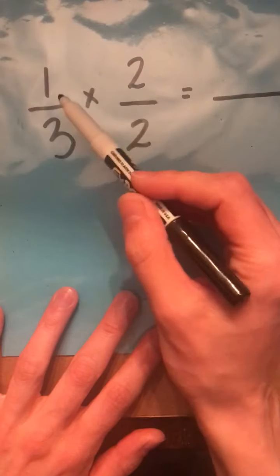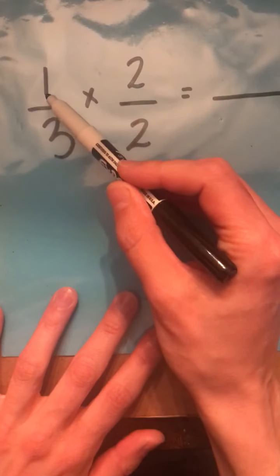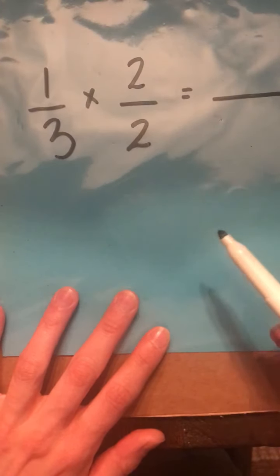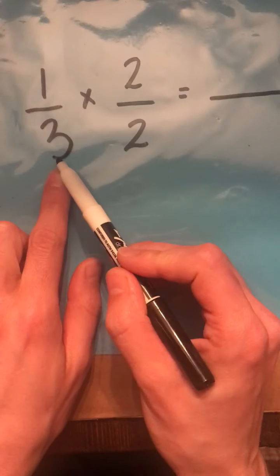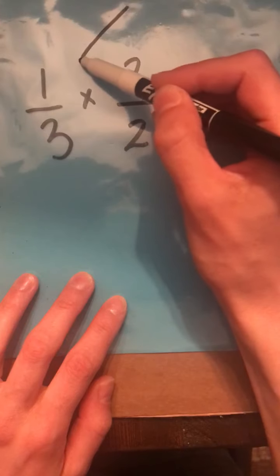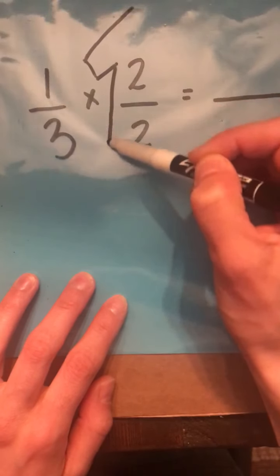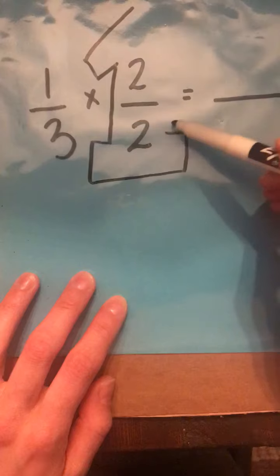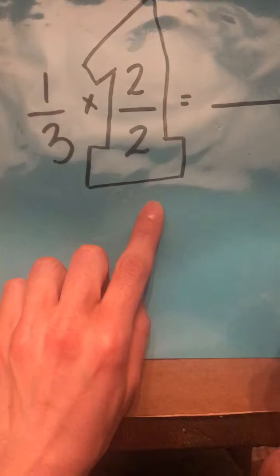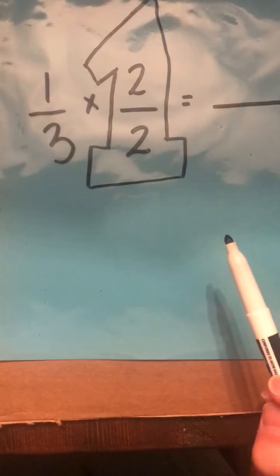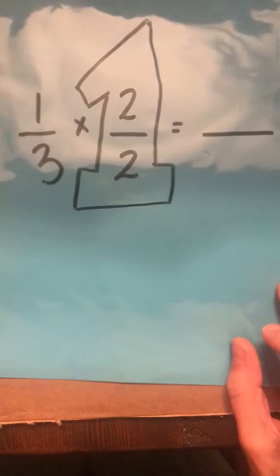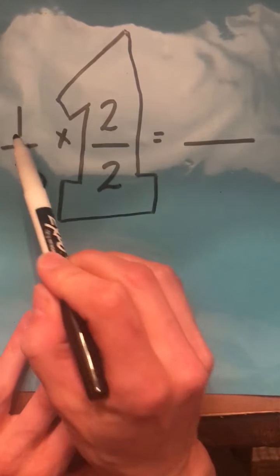Remember, when we're multiplying a fraction like 1/3 by a fraction like 2/2 with the same numerator and the same denominator, it's just like multiplying this fraction by 1. So a trick that I learned today is to draw a number 1 around my fraction 2/2 to remind me that 2/2 is the same thing as saying 1. So let's multiply these fractions together.